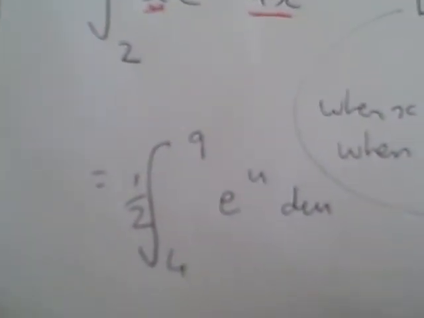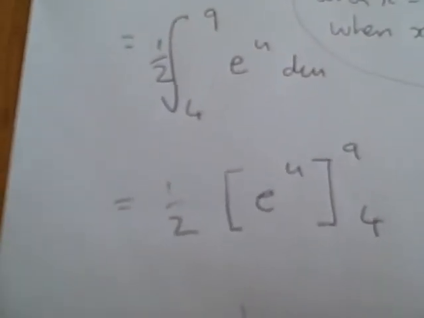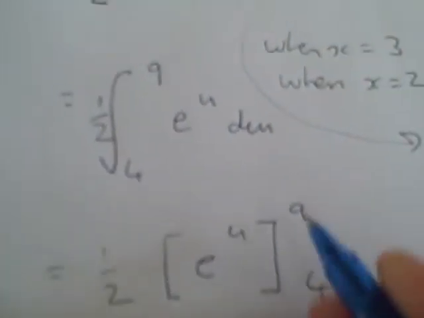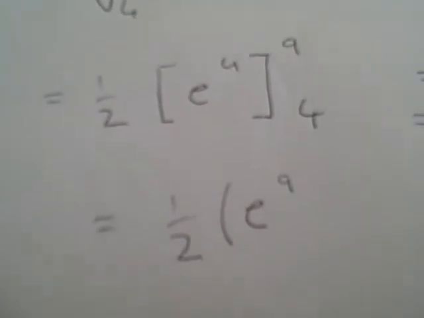So this means we're now in a position to integrate. This is quite easy, actually. It's going to be a half, and if we integrate e to the u, it's just e to the u. And that's between the new limits of 9 and 4. So our answer is going to be a half e to the 9 minus e to the 4. Sorry, I'm holding the camera and writing, so it's a bit messy, I guess. And that's our final answer.